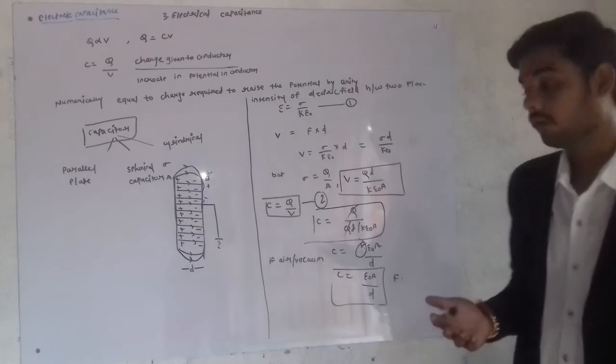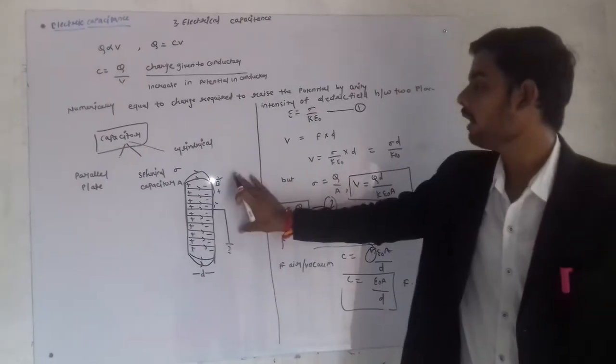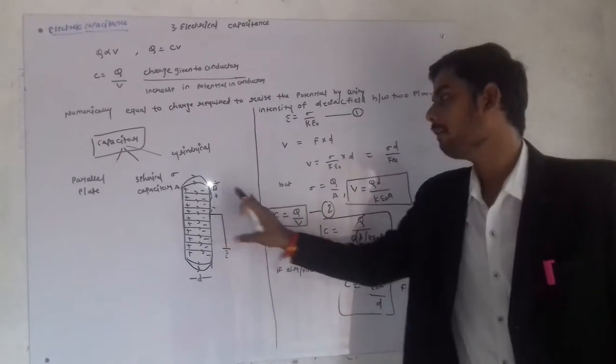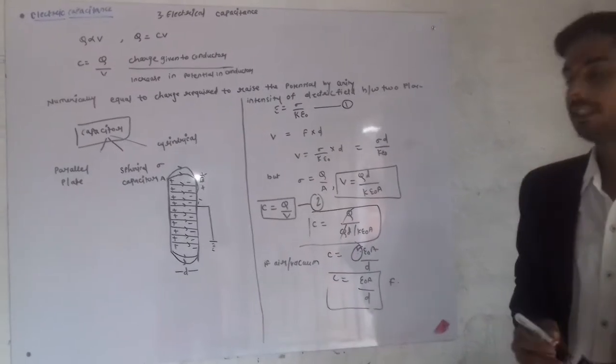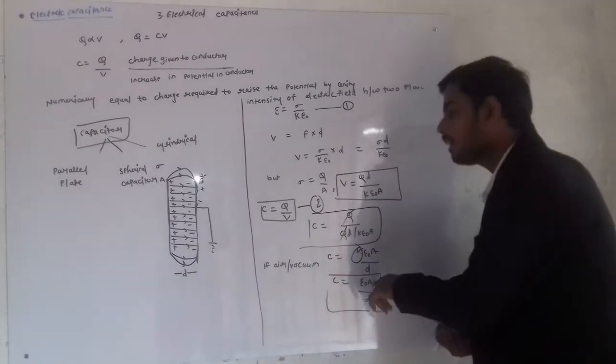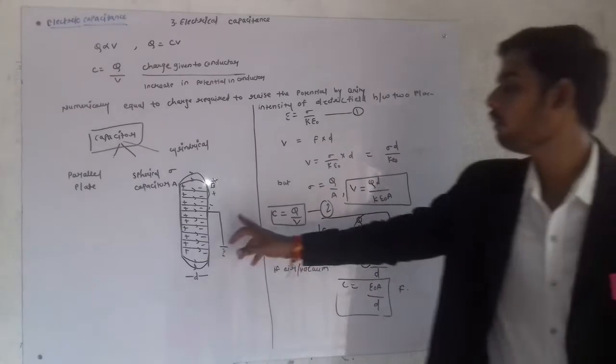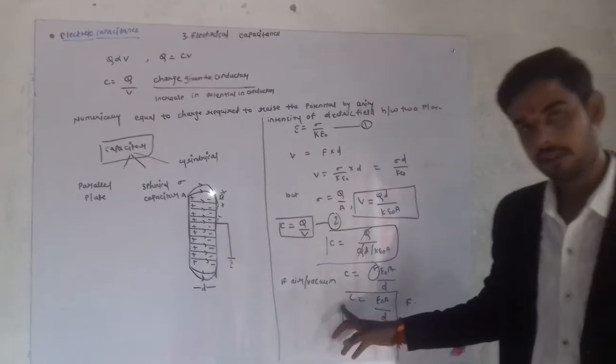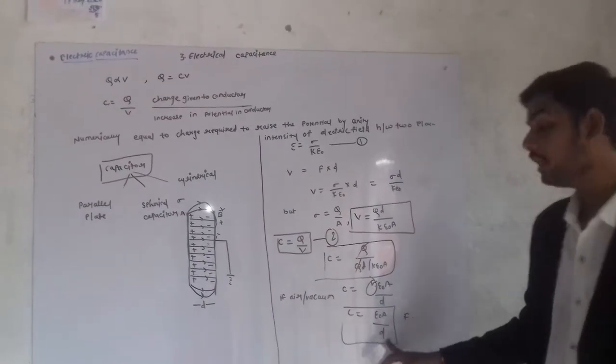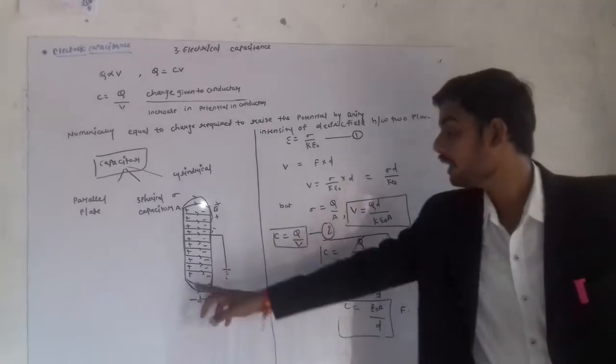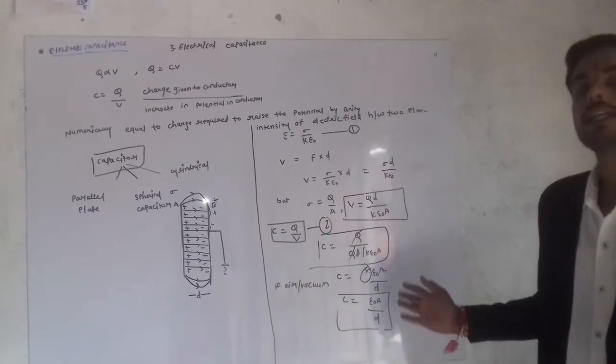But one thing we want to discuss is the factors that affect the capacitance of a parallel plate capacitor. First one is A. If we increase the area of a plate, then our capacitance will increase. Then if we reduce the distance between the two plates, then also our capacitance will increase.